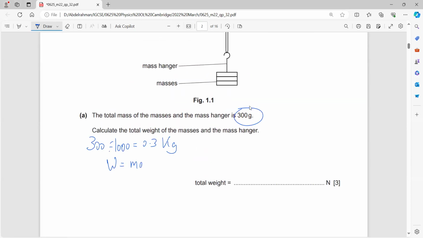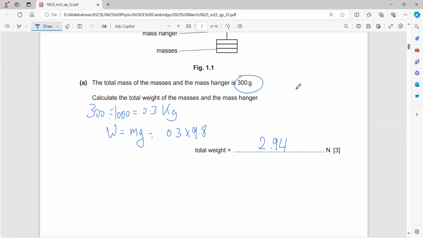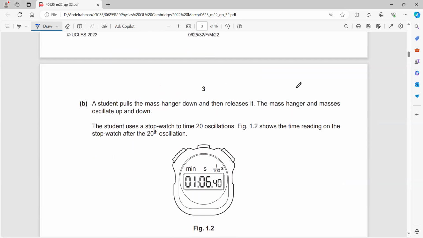Weight equals mg, 0.3 times 9.8, which is the total weight. I don't have a calculator with me. Times 9.8 gives 2.94 newtons. 2.94 newtons. Okay, and next question.